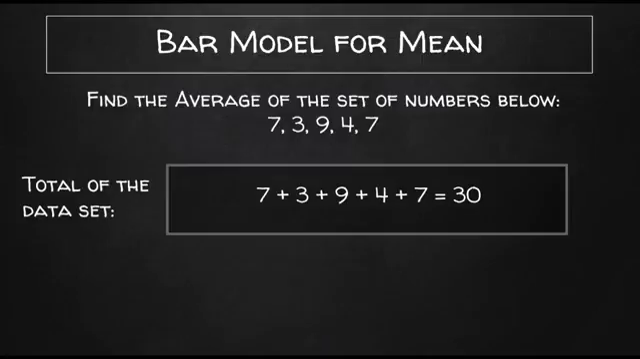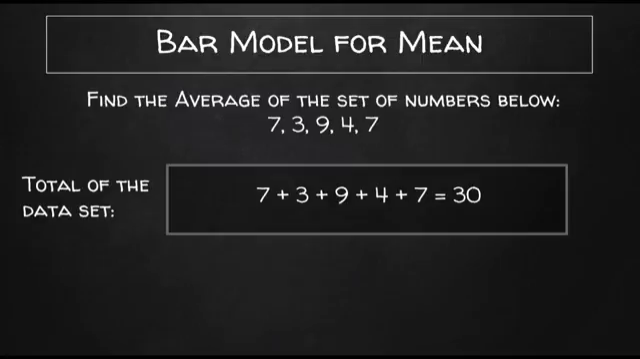Let's take a look at another quick example. Just going to give you a number set this time. Find the average of the set of numbers below: 7, 3, 9, 4, and 7. The first part is we're going to draw that bar that's going to represent the total. Our total is made up of 7, 3, 9, 4, and 7, and we add all those together and we get a total of 30.